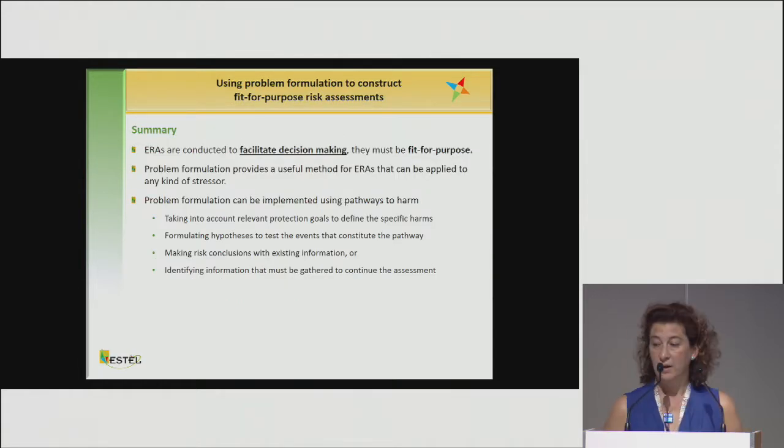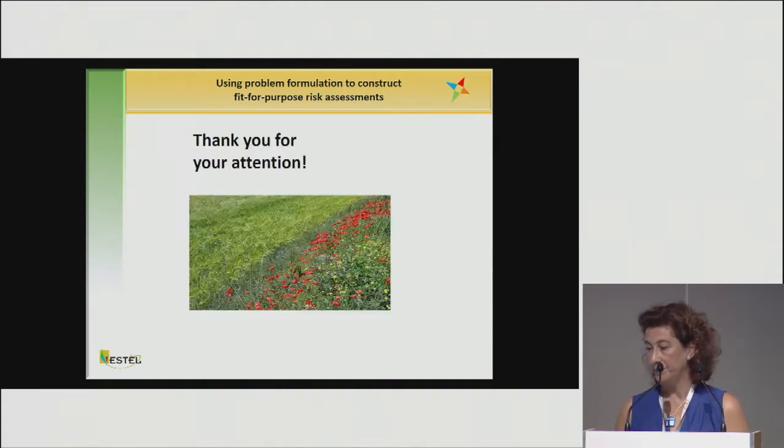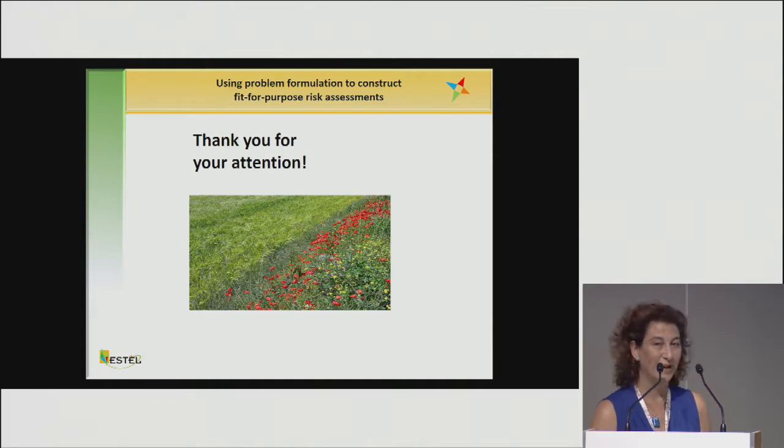So in summary, the environmental risk assessments that we want to conduct are done to facilitate decision making, and they must be fit for purpose. Problem formulation might provide a useful method for environmental risk assessments that you could apply to any kind of stressor, and you can implement this using pathways to harm. So you can take into account these protection goals, you can formulate the hypothesis, you can make risk conclusions, and you can identify information that must be gathered to actually complete the risk assessment. So that's all. Thank you for your attention.